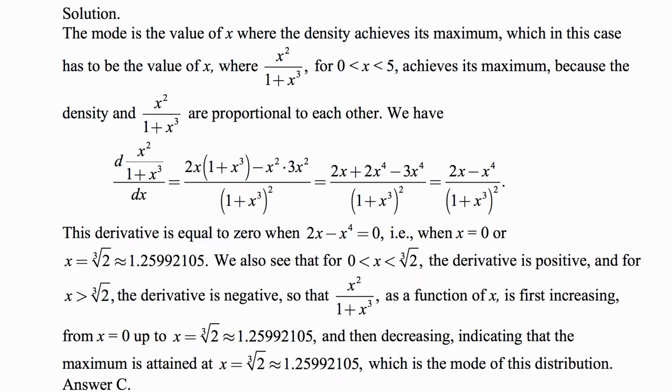The mode is defined as the value of x where the density achieves its maximum, which in this case has to be the value of x where x squared over 1 plus x cubed for x between 0 and 5 achieves its maximum, because the density and x squared over 1 plus x cubed are proportional to each other.